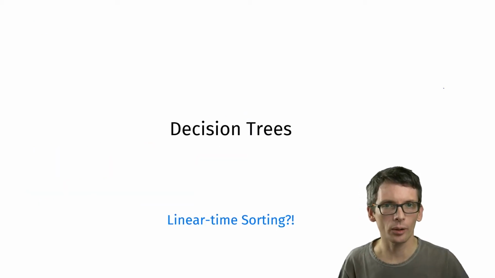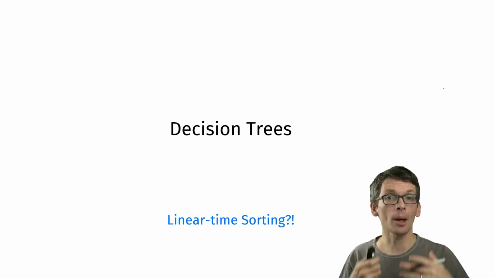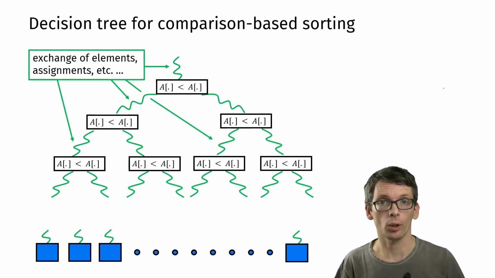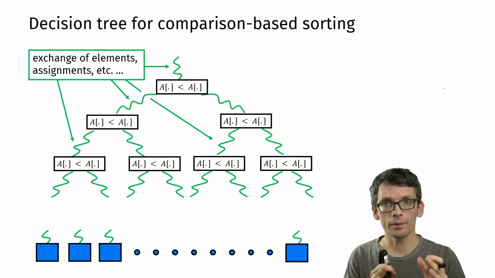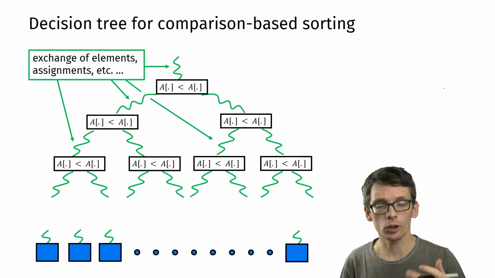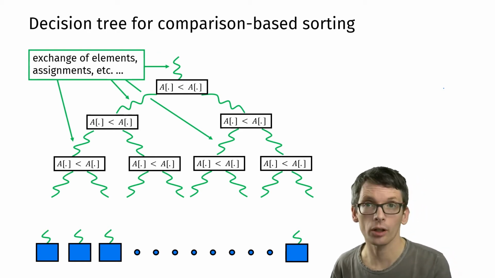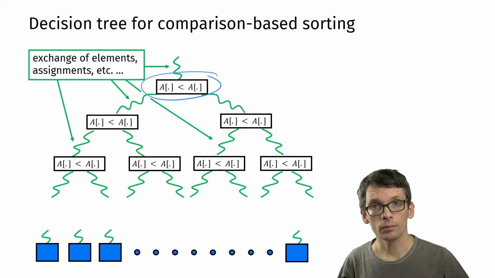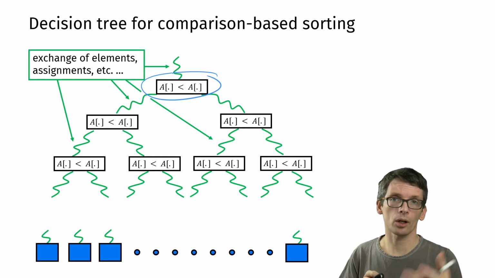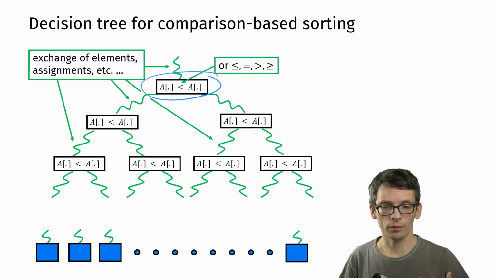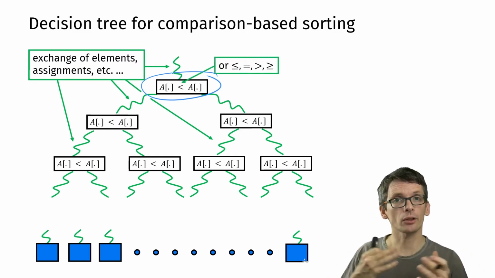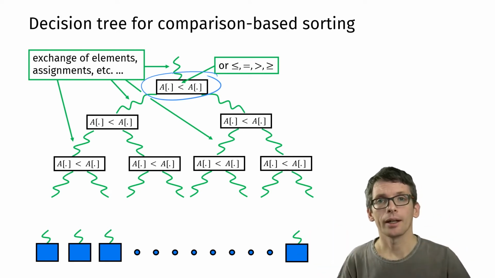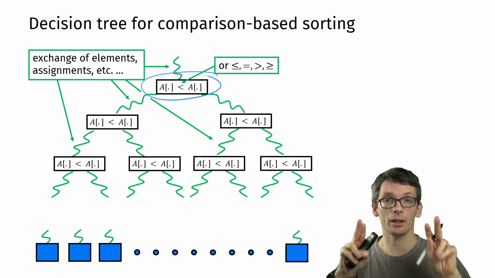Let's take a closer look at decision trees and how we use them to prove a lower bound for sorting. So here's a decision tree. We've seen decision trees for insertion sort. This is just a general decision tree where the internal node corresponds to a comparison. That could be smaller versus larger or equal. What we saw for insertion sort was smaller or equal versus larger. It could also be equal versus not equal. It's a decision where we're comparing two input elements.